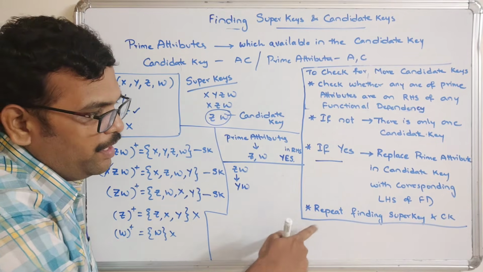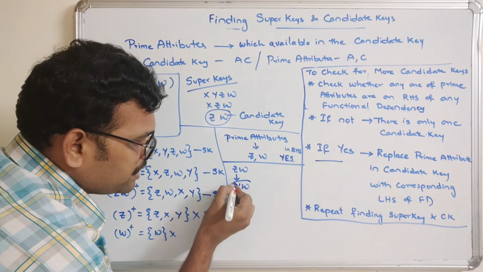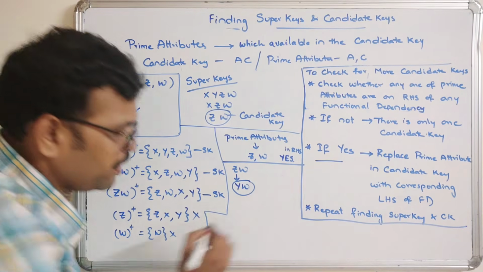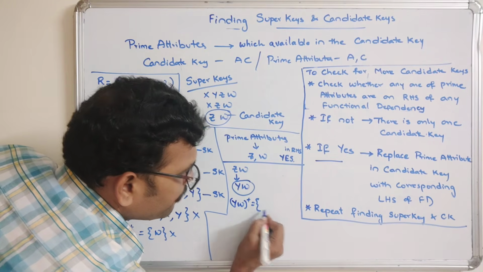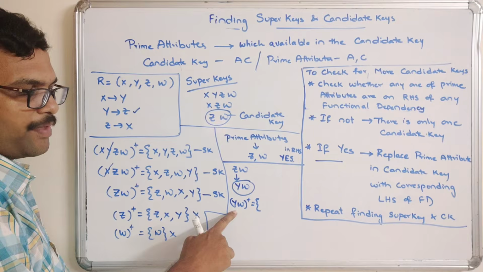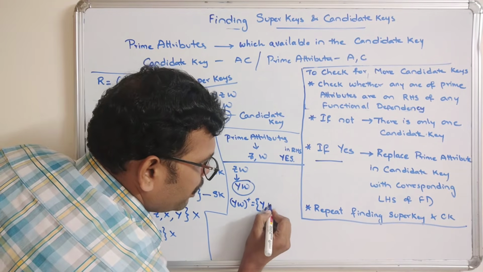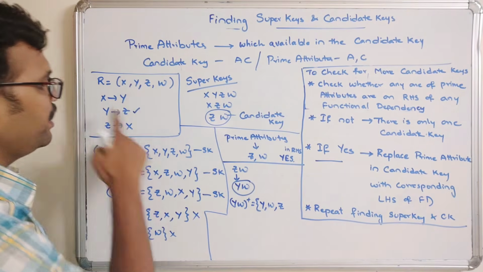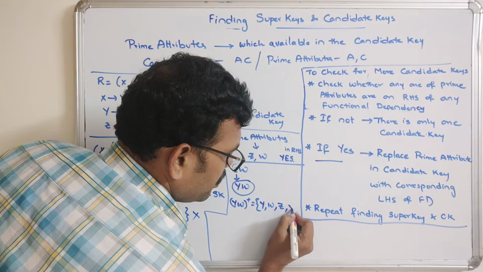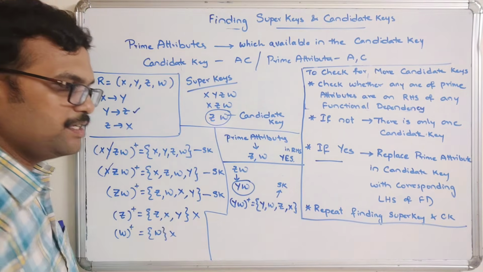So what we have to do again? Repeat finding the super key for the candidate key. So now we have to consider this one and find out the super key. So again, find out the closure for YW. See, Y. If you know Y and W, we can get Y and W. If you know Y, we can get Z. So if you know Z, we can get X. Yes. So this is a super key.